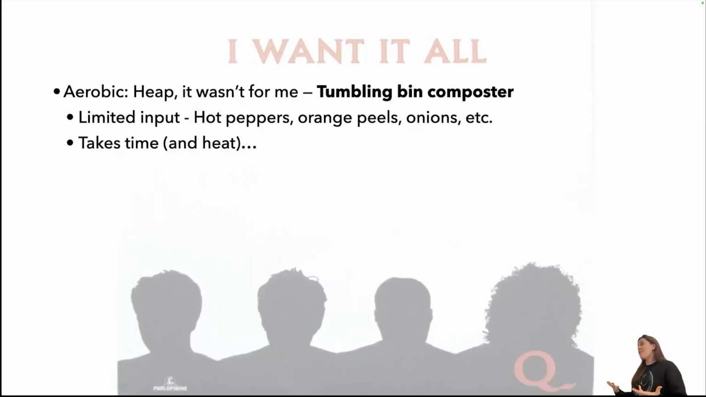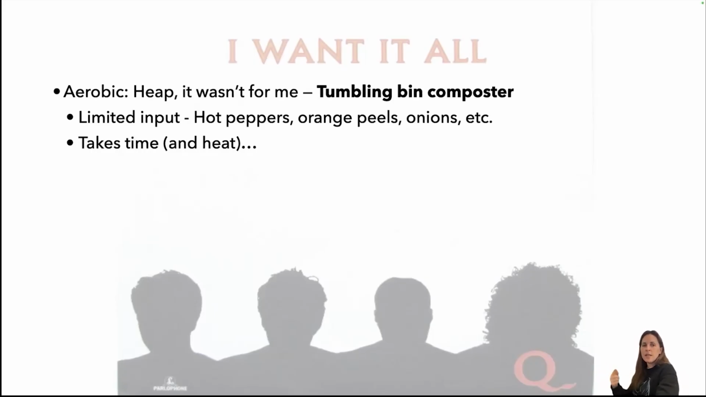And so I got a tumbling bin composter, and it just so happens that my kids absolutely love it. But as I was going through this composting and learning more and more about what you can and cannot compost, I did not appreciate that there was this limited input. I couldn't do hot peppers because of the different things that are present in hot peppers. I couldn't do orange peels because of the acid. Couldn't do onions because of the sulfur. All of these things that seemed like they would be compostable were in fact not compostable. And so I'm just like, okay, well, let's try and figure this out.